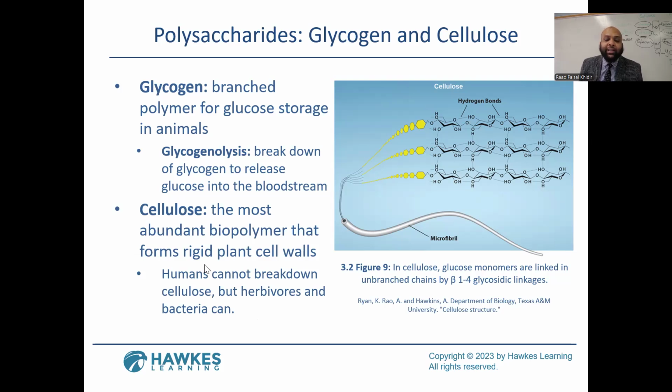Humans cannot break down cellulose, but herbivores can. What are herbivores? Like the cow. Why can't we break down cellulose? Because in cellulose, the glucose monomers are linked in an unbranched chain by a beta 1,4 glycosidic bond. We can only break down the alpha 1,4 glycosidic bond. Does that make sense?